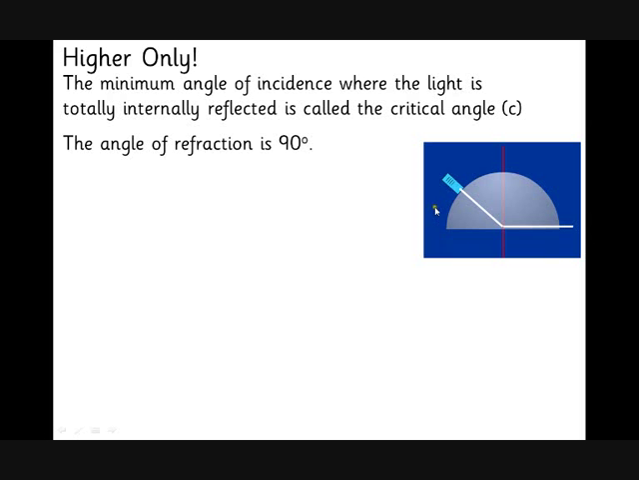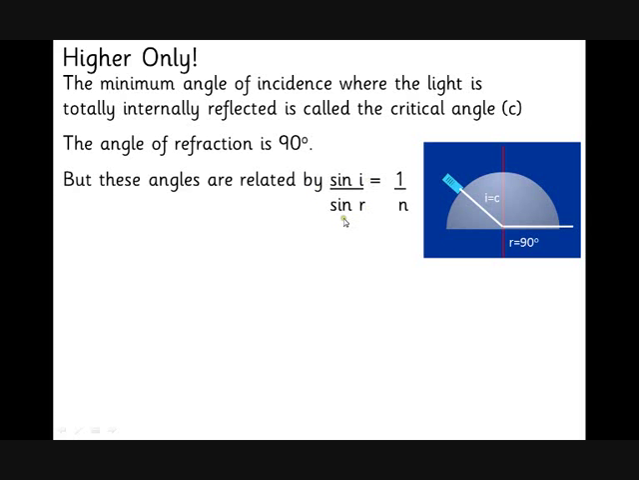So the question is, how does the size of this angle relate to the material that the block's made out of, specifically its refractive index? Okay, well, we'll remember the equations that we've got. We've got sine i over sine r equals 1 over n. Okay, but in this diagram, the angle of incidence is equal to the critical angle, and the angle of refraction is equal to 90 degrees, the biggest it could possibly be. And that equals 1 over n because the light is going from the glass into the air. So we're expecting it to speed up. We're expecting angle r to be bigger than angle i.